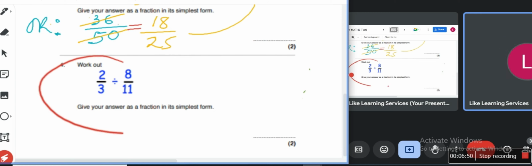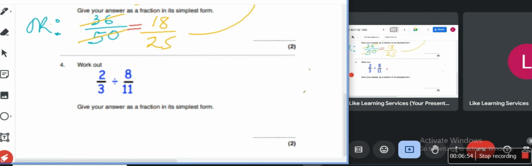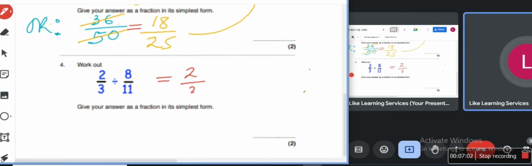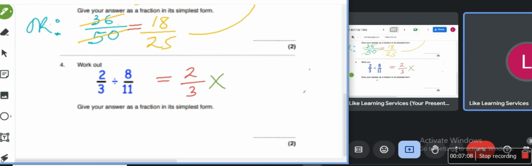Quickly, let's run through it quickly. What do you do in number 4? You need to write out 2 over 3 and then times 11 over 8. 2 over 3. Then you change this division to multiplication, and then you flip the next fraction. That's how you came about 11 over 8.